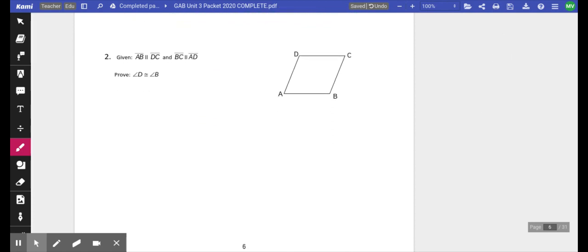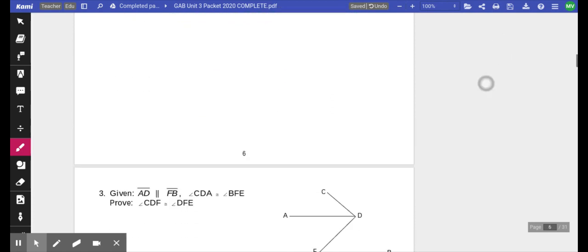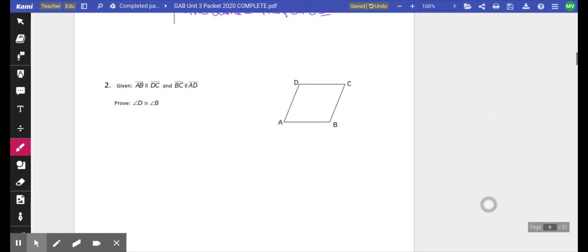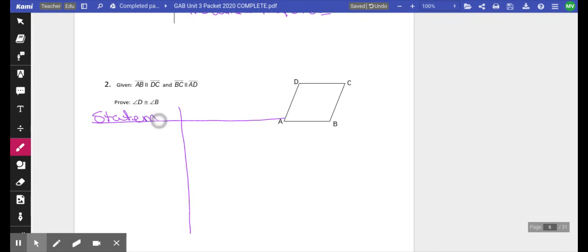We're going to do this one together, and then I'm going to have you try one on your own. So number 2, I have my statements and my reasons. And again, I have 2 pairs of parallel lines. So I know that AB is parallel to DC, and BC is parallel to AD.